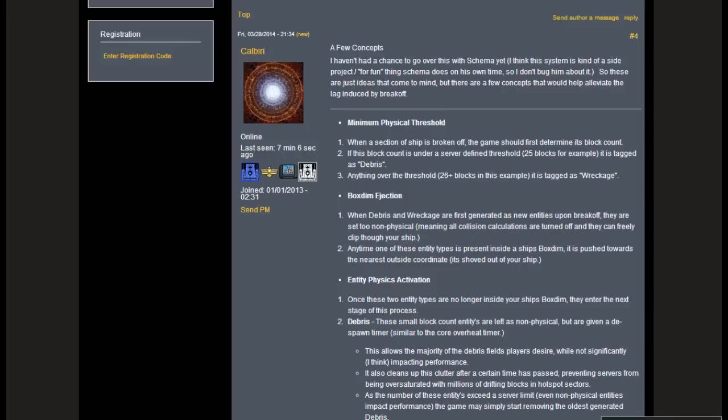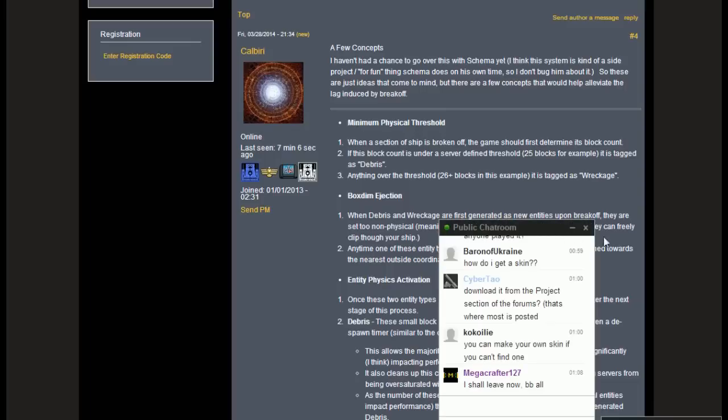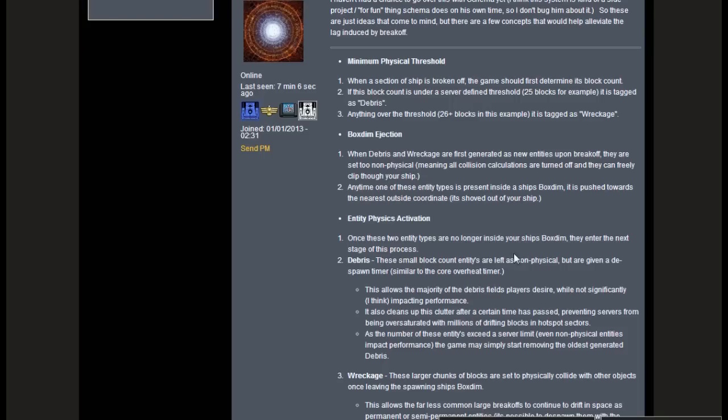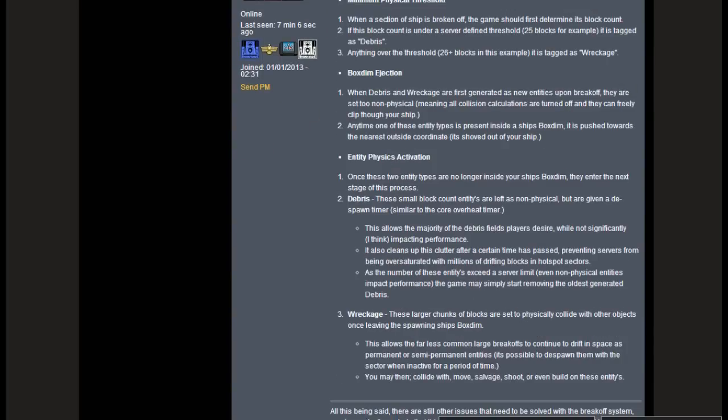Right now, when debris and wreckage are first generated as new entities upon break-off, they are set to non-physical, meaning all collision calculations are turned off, and they can freely clip through your ship. If any of these entity types is present in a ship's box dim, it's pushed towards the nearest outside coordinate, so shoved outside your ship. Next, entity physics activation. Once these two entity types are no longer inside the ship's box dim, they enter the next stage of the process.